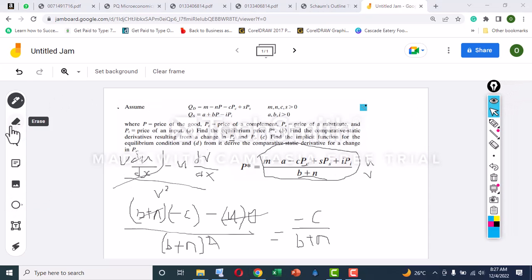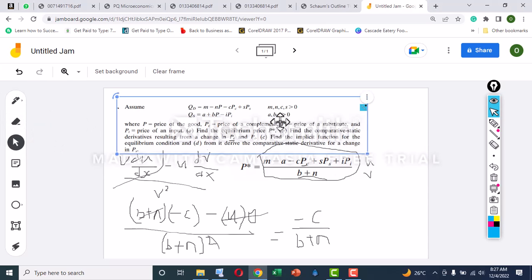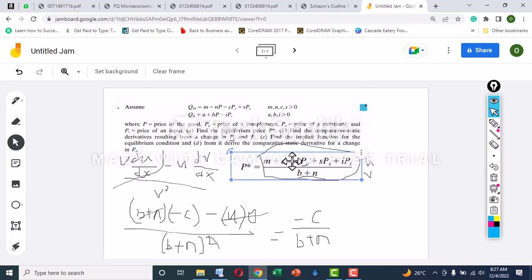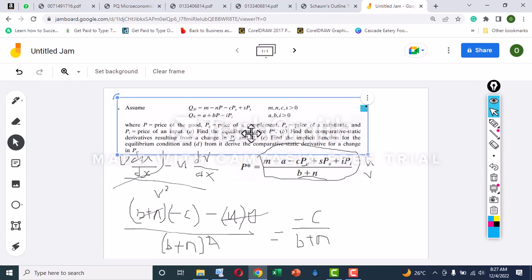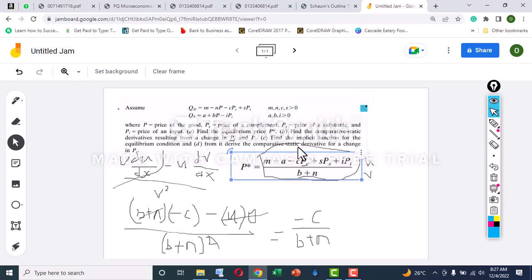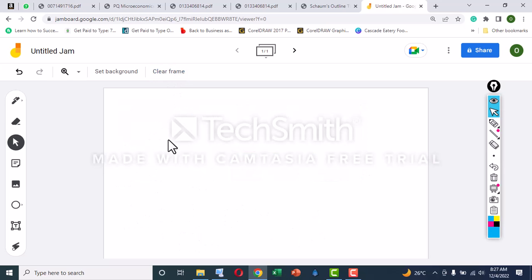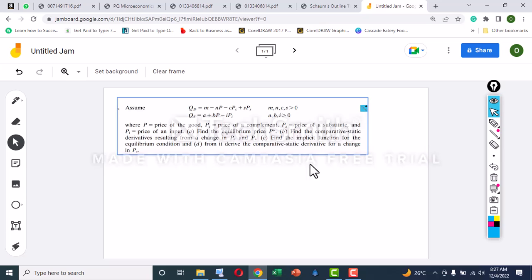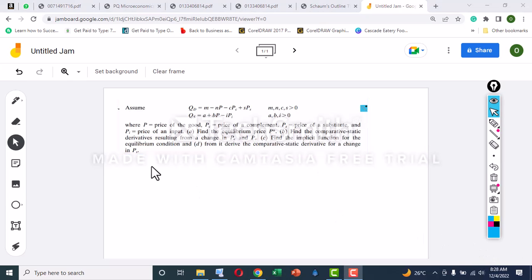So let me clear this board. Okay, before I clear, let me copy this one because I need it. Do I need it or this one? Which one should I copy? Okay, let me copy this one. Okay, so perfect. So my question is back. So let's differentiate implicitly.